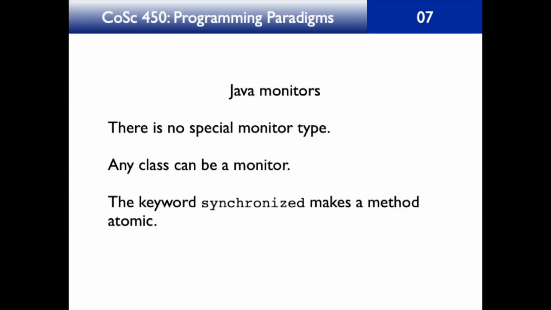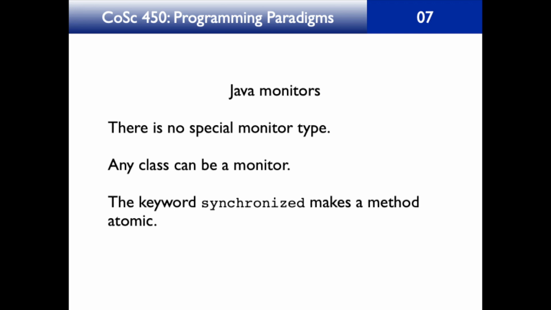So let's see how Java implements monitors. The first point is that there is no special monitor type in Java. Instead, any class can be a monitor. And the key feature of a monitor is that the monitor methods are atomic. And the only thing you need to do in Java to make a method atomic is to put the keyword synchronized as a property of the method.